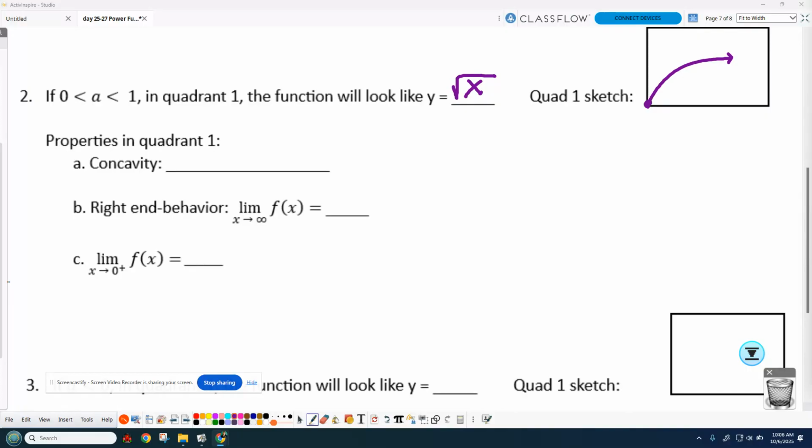So, Amy, you've got answers for all of them? Okay, so write the 3 boxes down: A, B, and C. What did your group get? I agree with Gideon. He said the function's going to look like a square root in that corner. So what's the concavity? What's the right end behavior? And what's the behavior as we approach 0 from the right? Where does the y value go?